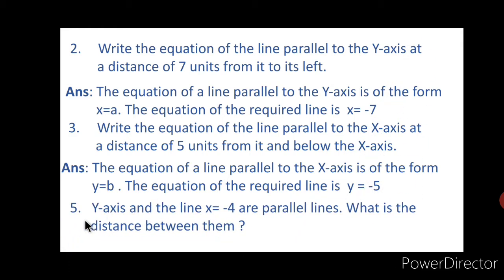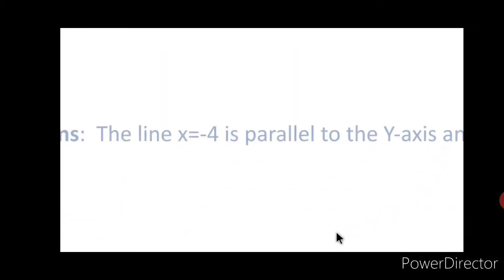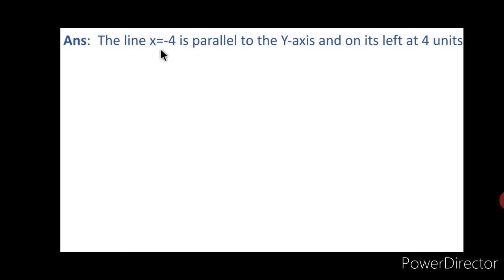Then the fifth question is, the y-axis and the line x is equal to minus 4 are parallel lines. It means that these two lines are parallel. Then what is the distance between them? The answer is, the line x is equal to minus 4, which is parallel to the y-axis, is on its left at 4 units, because the negative sign is with this 4, and therefore it is at its left at 4 units.